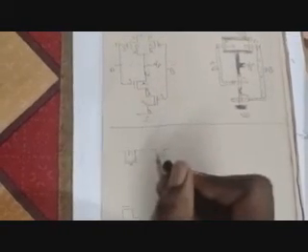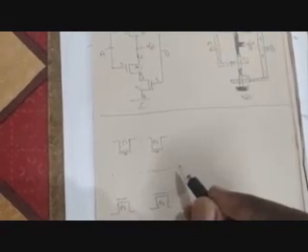Remaining are all the connections. So this one is my P1, this one is P2, this one is my N1 and N2. Next, we already know that the two gate regions should be shortened and given the input. So just take a straight line. This is the connection for your gate regions. So this will be my A and this will be my B.